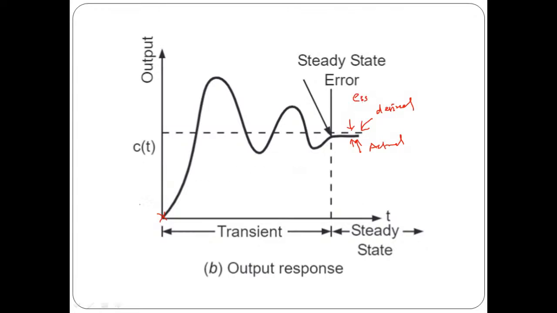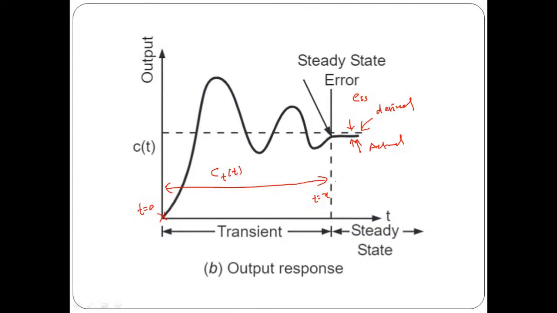From time t equal to 0 to say time t equal to x seconds, this particular range defines the transient response of the system.